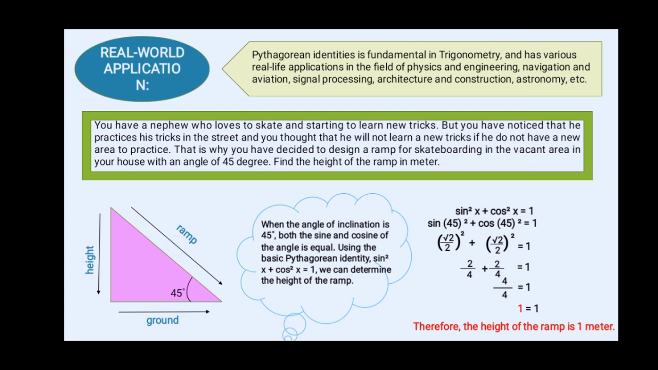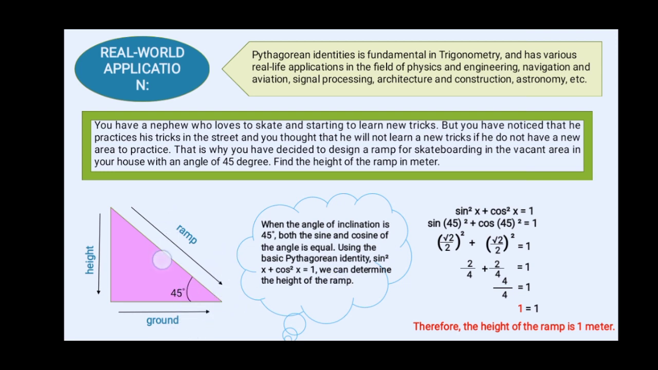The first thing we're going to do is to draw or illustrate the problem. Since the ramp is a triangular figure, we can create a triangle here. This is the ramp, where the skateboard is going to run. This is the ground, the angle is 45 degrees, and this is the height we're going to find. This is the angle of inclination, the angle between the ramp and the ground. Both the sine and cosine of the angle are equal.